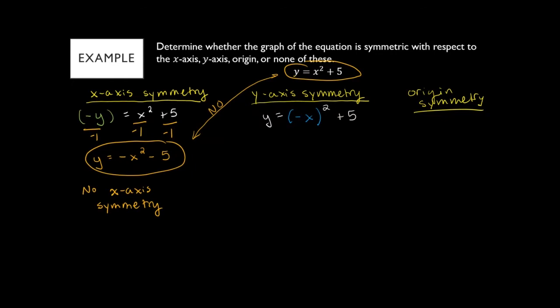When you square a negative x, this might be hard for some people to figure out. We can rewrite this as negative 1 times x, squared, plus 5. When you're squaring, our rules of exponents say that applies to both. So we're squaring the negative 1 and we're squaring the x. So we have y equals negative 1 squared, and then x squared plus 5.